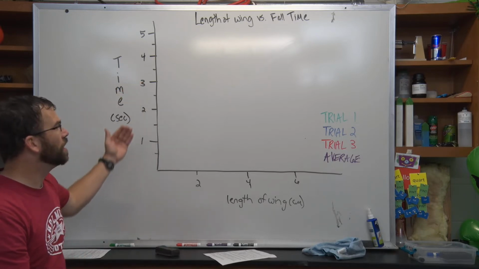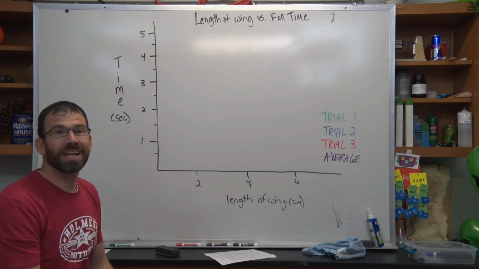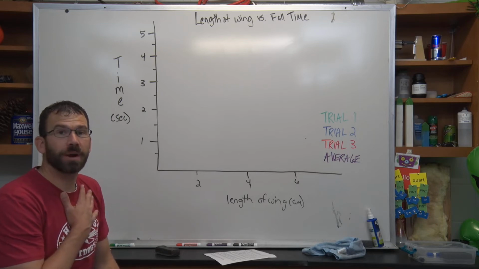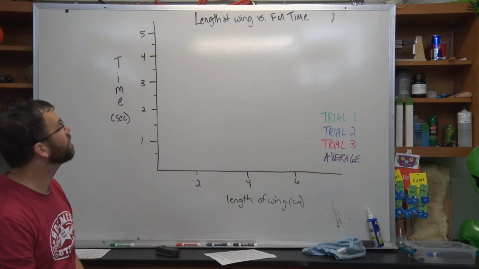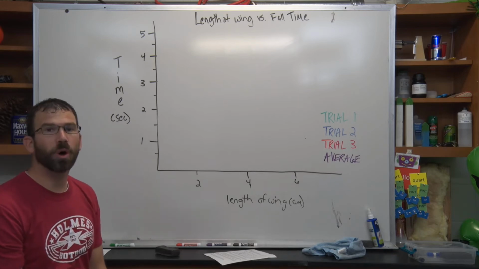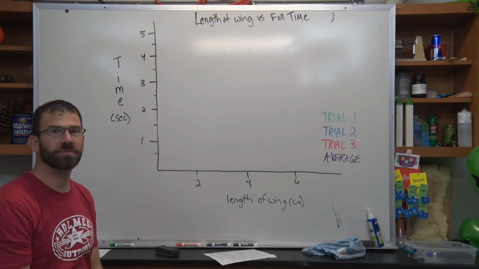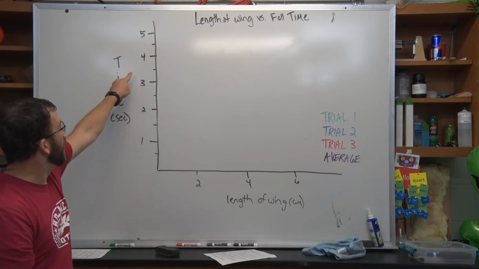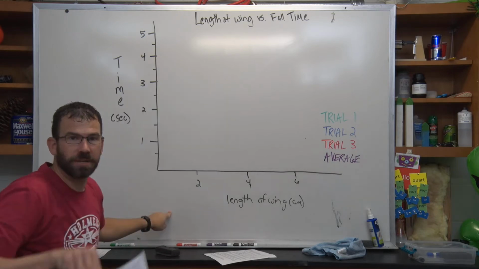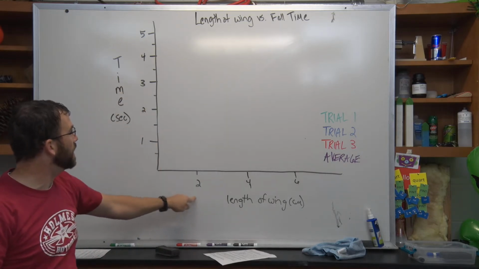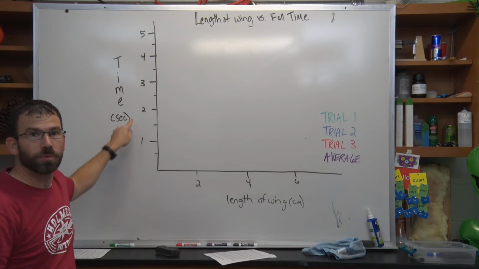I'm going to go over quickly how you would set up your graph. Now I'm using a line graph. First thing, each graph needs a title. So here we have length of wing versus fall time. And I'm going to have dry mix. Again, that's coming straight off the sheet here.